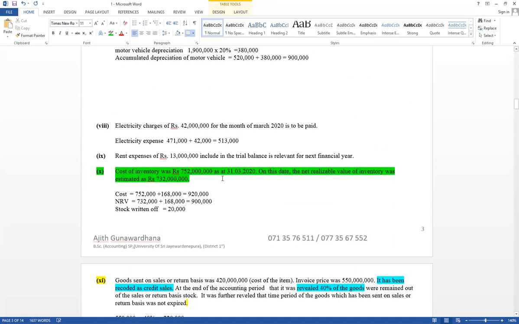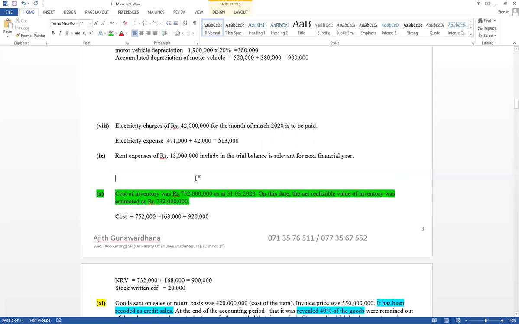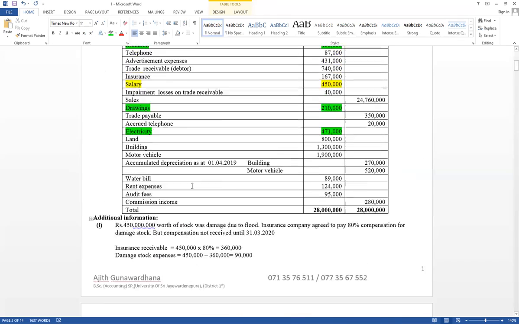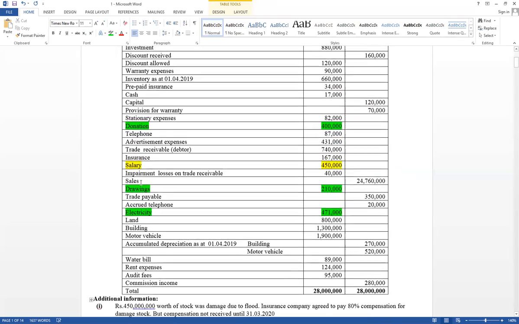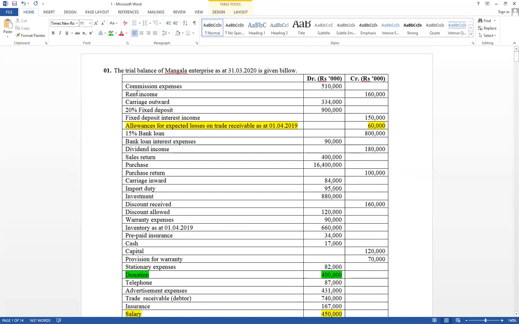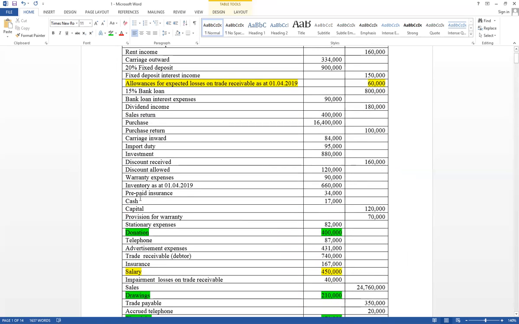Then the next one, rent expense 13,000 included in the trial balance is relevant for next financial year. That is a prepaid rent expense. Think about it: as a rent expense we have to consider after deducting the prepaid value. The trial balance also gives rent expense. That is a value paid in cash, but it includes some value relevant for next financial year.